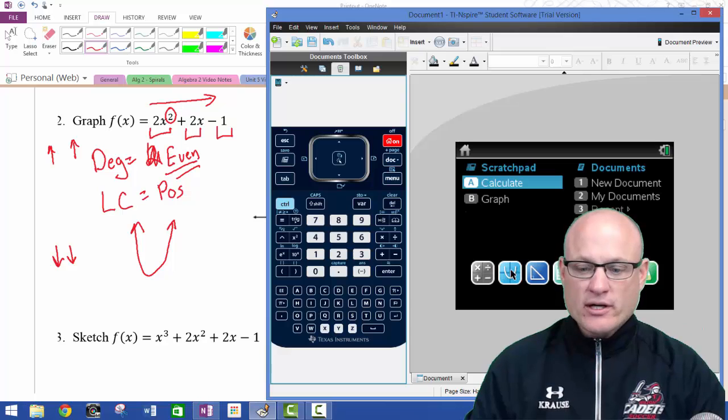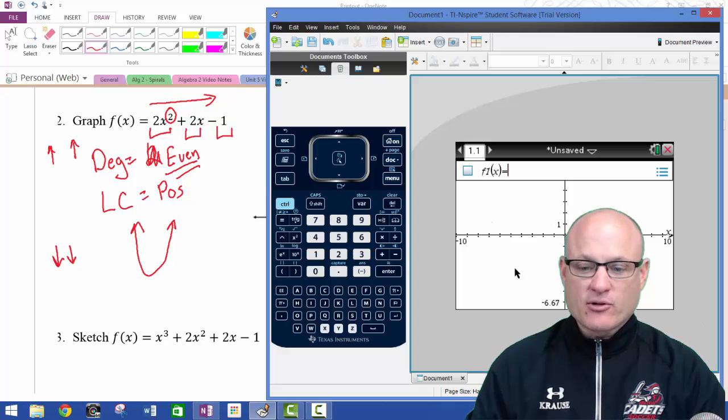Okay. We're going to hit this parabola right here. That stands for graphing. It gives us function notation. We'll simply type this in.